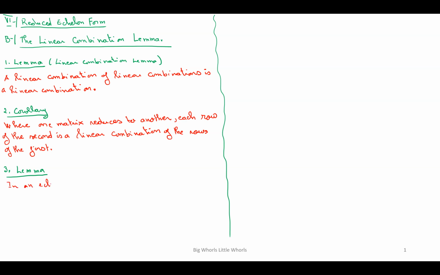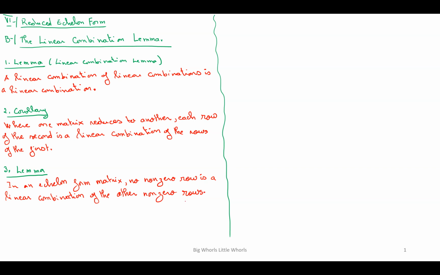In an echelon form matrix, no non-zero row is a linear combination of other non-zero rows. So we have removed linear dependence among the rows by performing Gauss's method or elementary reduction operations. Okay, so let me go to the next concept.